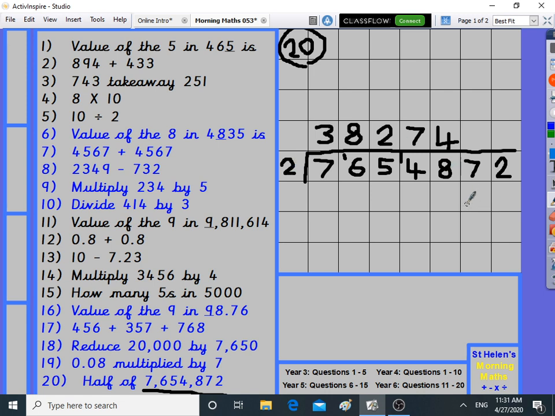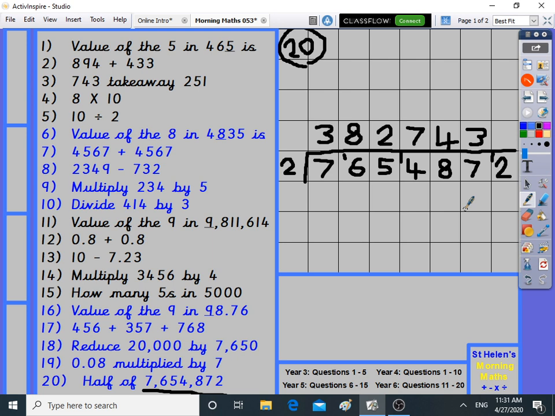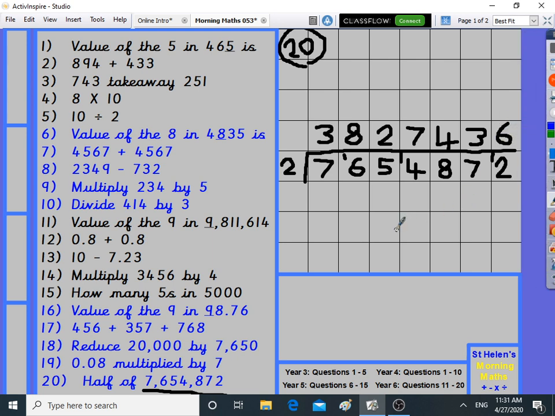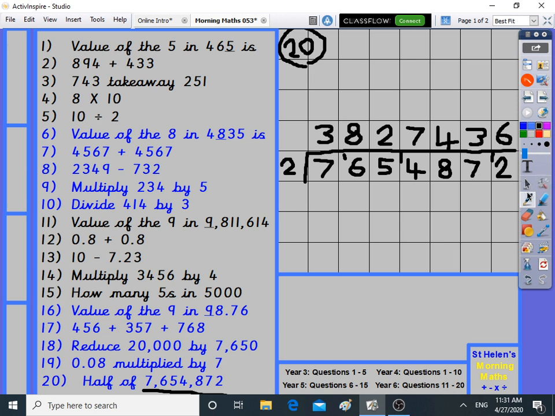How many 2's in 7? 2, 4, 6 is 3. Carried a 1. How many 2's in 12? 2, 4, 6, 8, 10, 12 is a 6. It should have got smaller because division usually makes things smaller. The answer is 3,827,436. Pause if you need to.